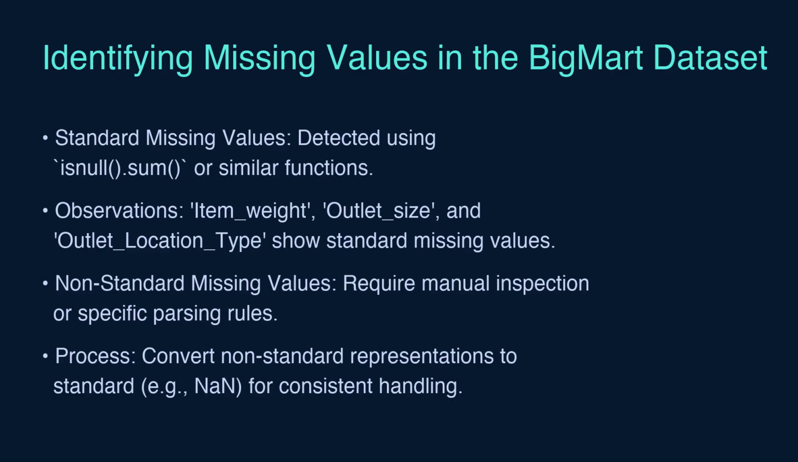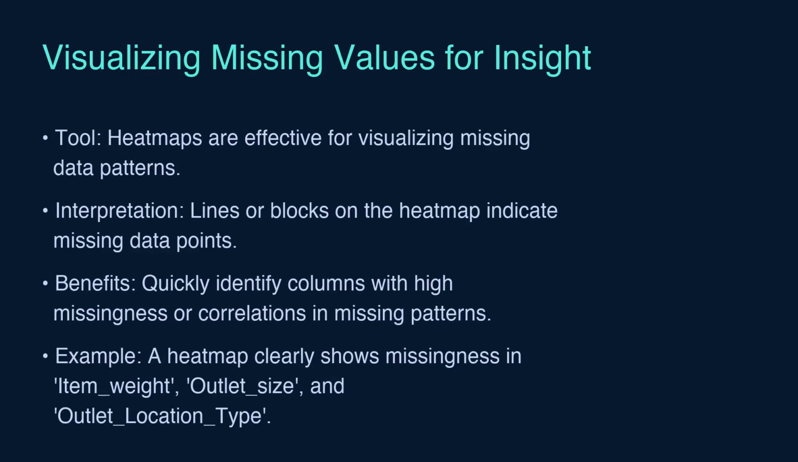It's a critical step to ensure our dataset truly reflects all instances of missing information. Beyond just counting missing values, visualizing them can provide deeper insights into their patterns and distribution. A powerful tool for this is a heat map. By plotting the nullity of our dataset, where one color represents a present value and another represents a missing value, we can quickly grasp which columns are most affected and if there are any relationships between missingness across different features.